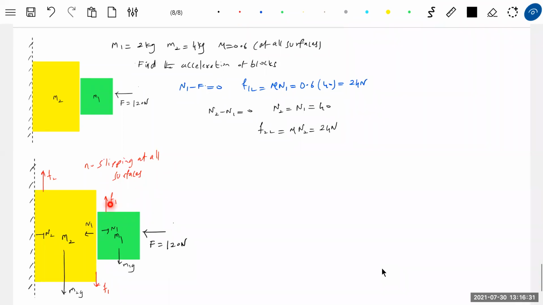Calculate the friction force. If F1 is less than F1L, okay, fine. F2 less than F2L, what you assumed is right. We assumed it. Let there be no slipping at all surfaces. Okay, let's carry on the problem now. What is N1? N1 should be equal to, here these things will change, 120, 72 22 Newton.